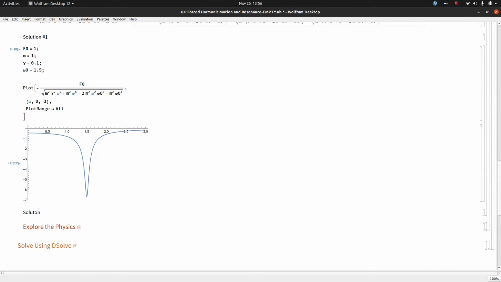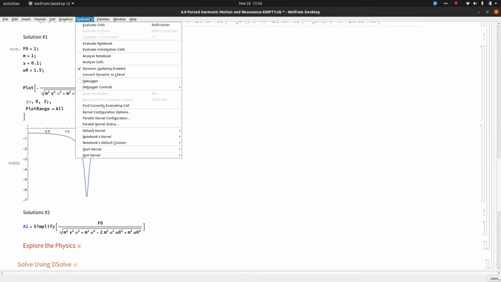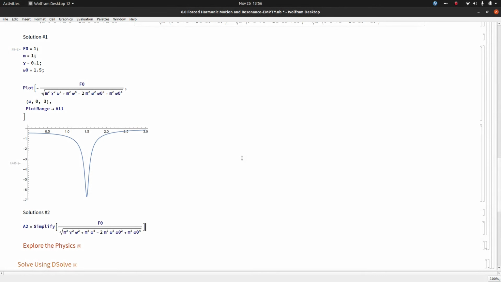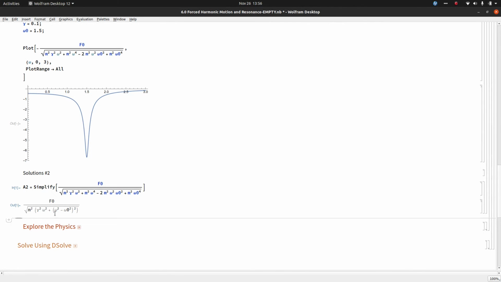So this is going to be solution number 2. First things first, I'm going to call this A2 since it's the second solution. Let's see what that looks like if we can simplify this a bit. I'm going to go ahead and clear my kernel so that all of the variables I just defined are undefined, and we can keep it in variables and see what that looks like. You can see it's got a much simpler form.